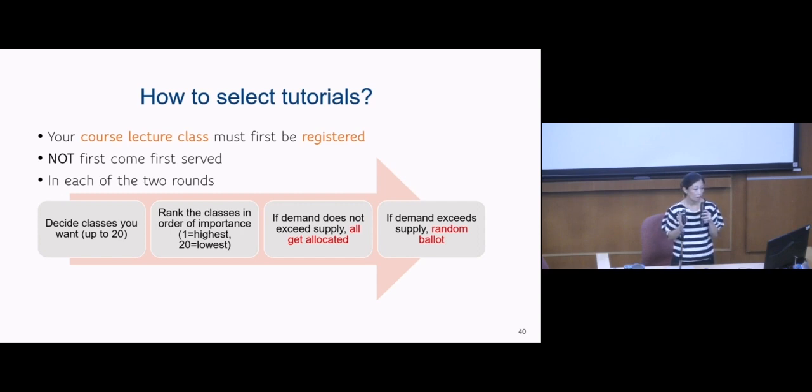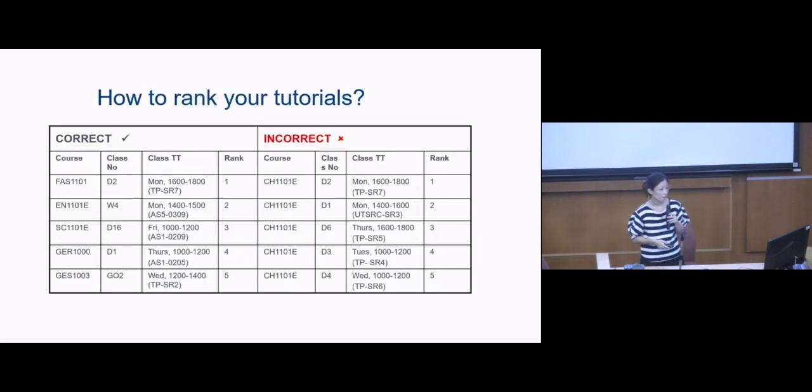Okay, you can see this is a process. You decide the classes you want, up to 20. You rank the classes in order of importance. If the classes are not oversubscribed, you'll be allocated all the classes. If they're oversubscribed, you will go into random balloting. Please take note how you rank your tutorials. Please rank them across the number of courses that you're taking. Do not rank by the number of tutorials for each course. This is to ensure that you get a tutorial for every course that you are enrolled in.